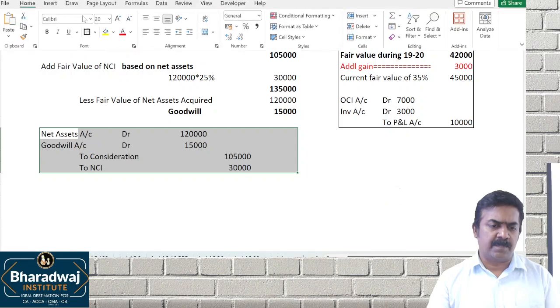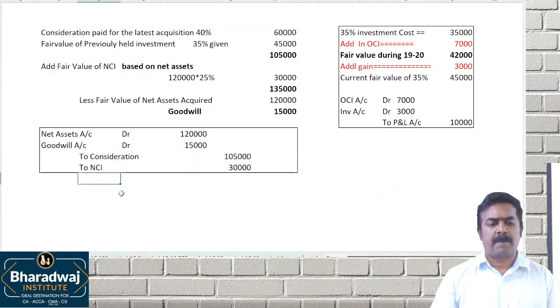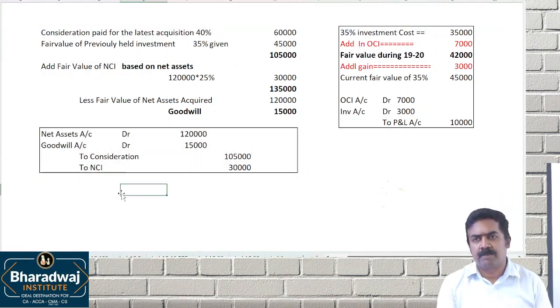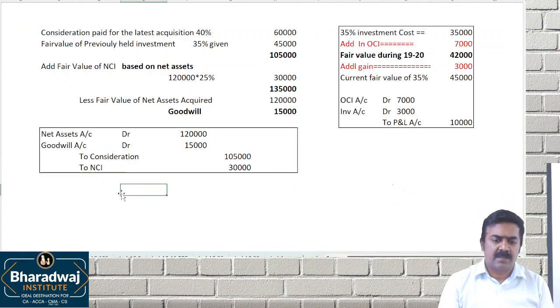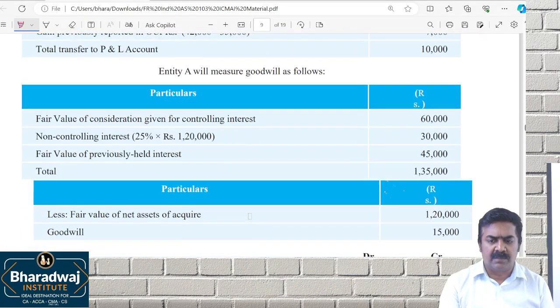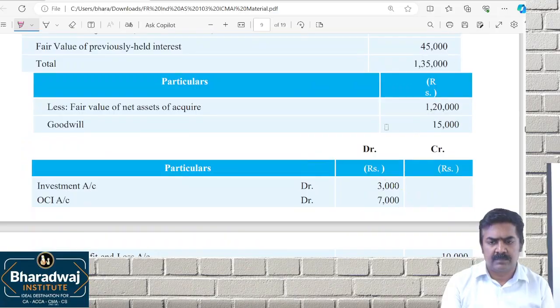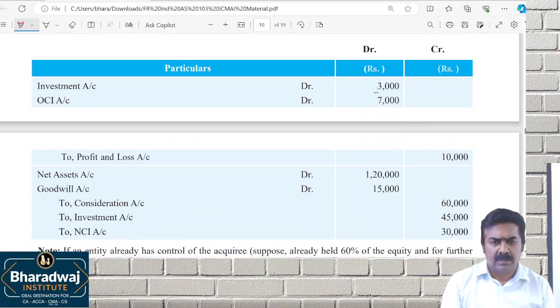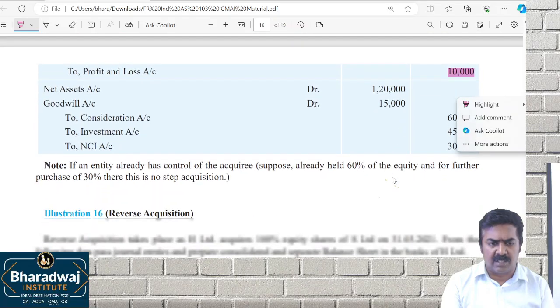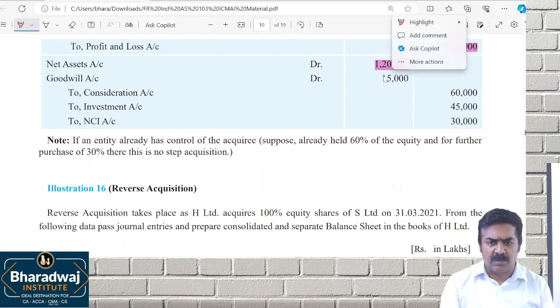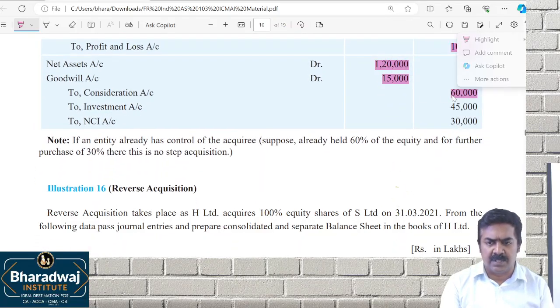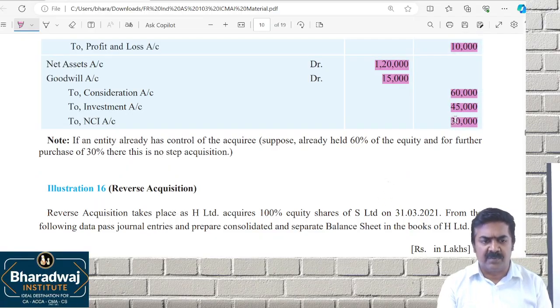The consideration is paid in the form of cash to purchase. Take up this. That's what they would have given. Investment OCI to P&L account, we transfer. Net assets are 1,20,000, goodwill 15,000, consideration is 60,000, and investment 45,000 we would have put.